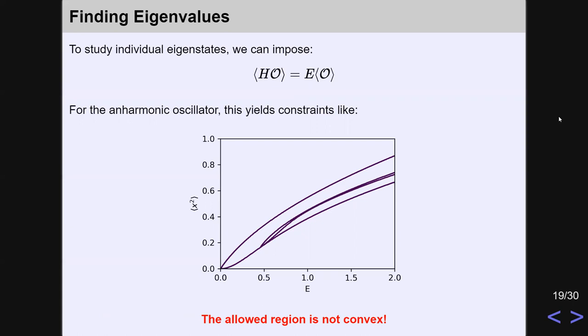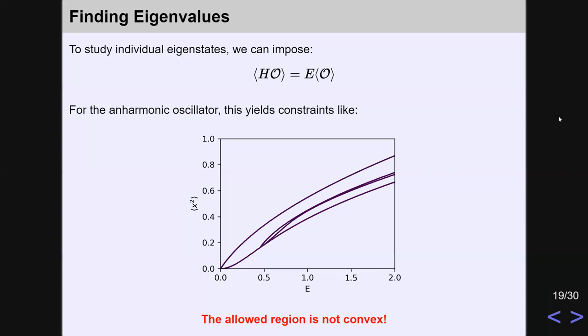Okay, so here we see the allowed regions for an anharmonic oscillator with energy shown on the x-axis, the expectation value of x squared on the y-axis, and there's a refinement, so including only a few operators and then a few more operators on the inner region. And you can clearly see these regions are not convex.